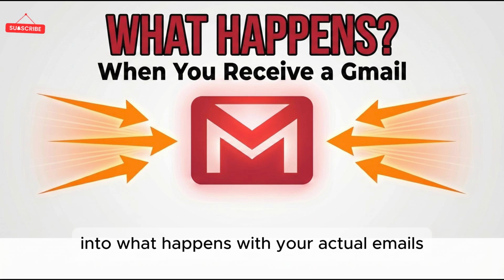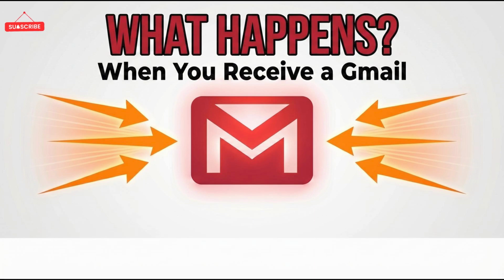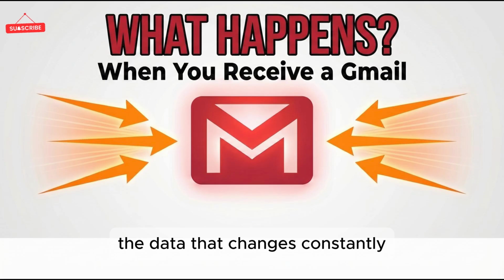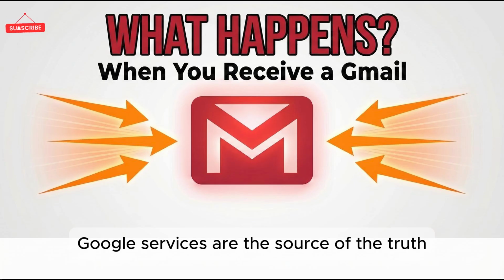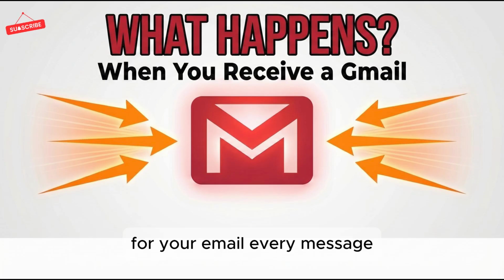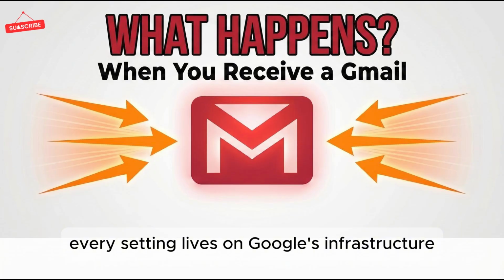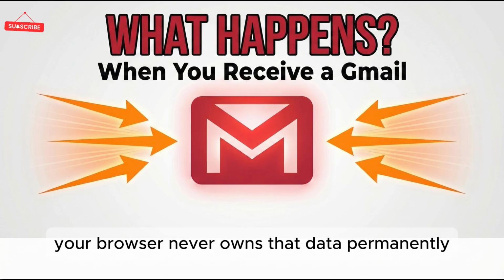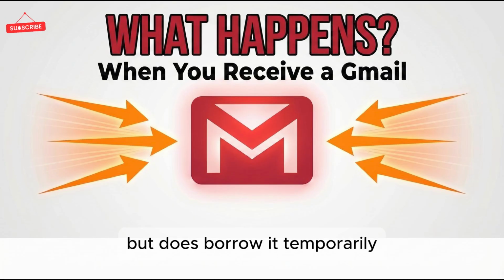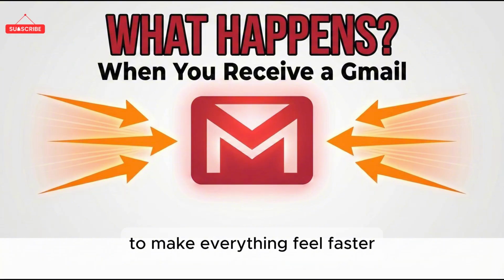Now let's go deeper into what happens with your actual emails. The data that changes constantly. Google servers are the source of truth for your email. Every message, every contact, every label, every setting lives on Google's infrastructure. Your browser never owns that data permanently, but does borrow it temporarily to make everything feel faster.